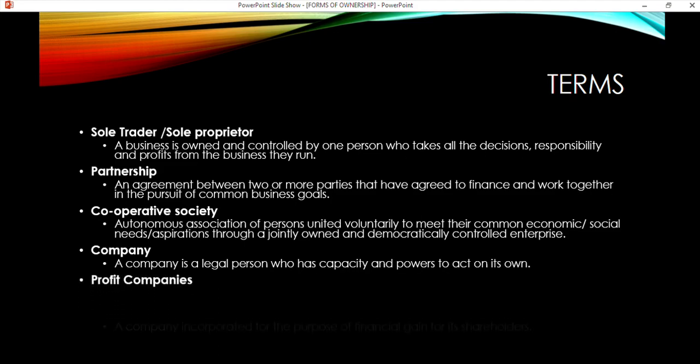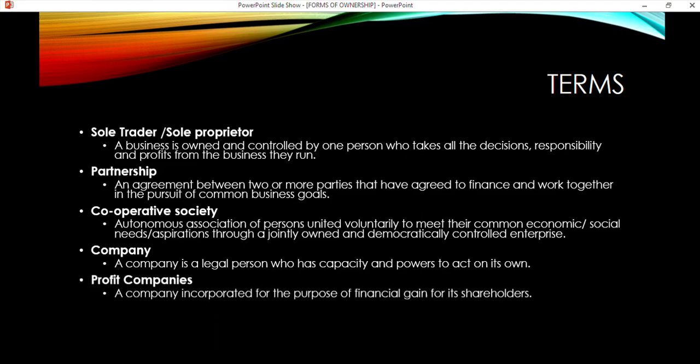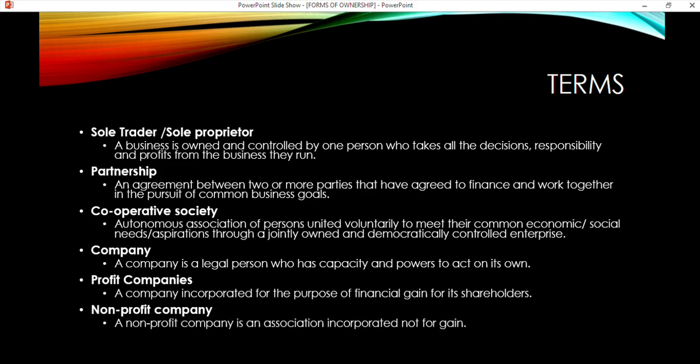Profit companies. This is a company that was started by a person to create wealth or financial gain for itself and for its shareholders. Non-profit is a company that was incorporated not for profit or not for gain, but for the benefit of a community.